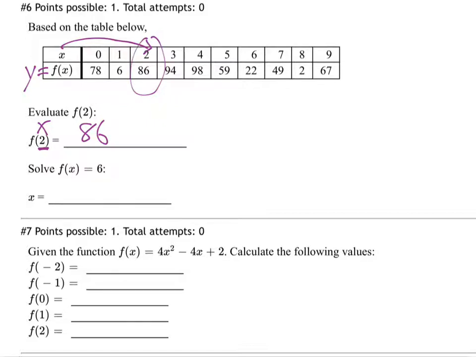How about the second part there? So this 6, is it f of x is 6? It's right there, and it goes with x is 1, doesn't it? Everybody see that?